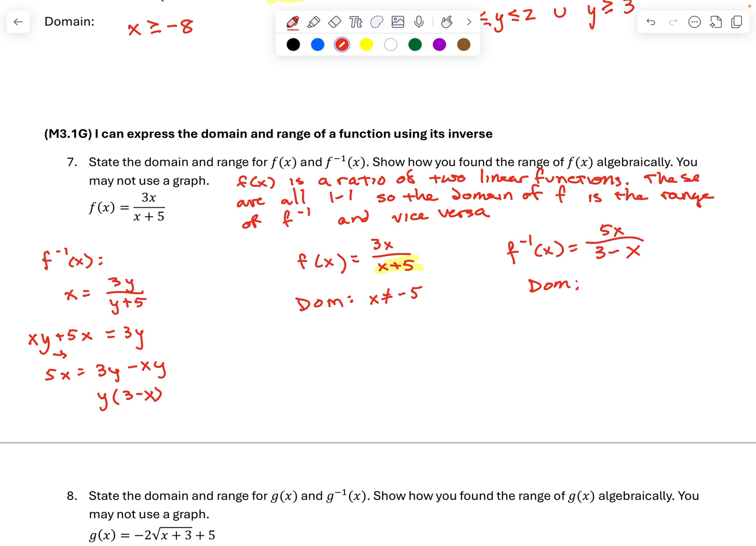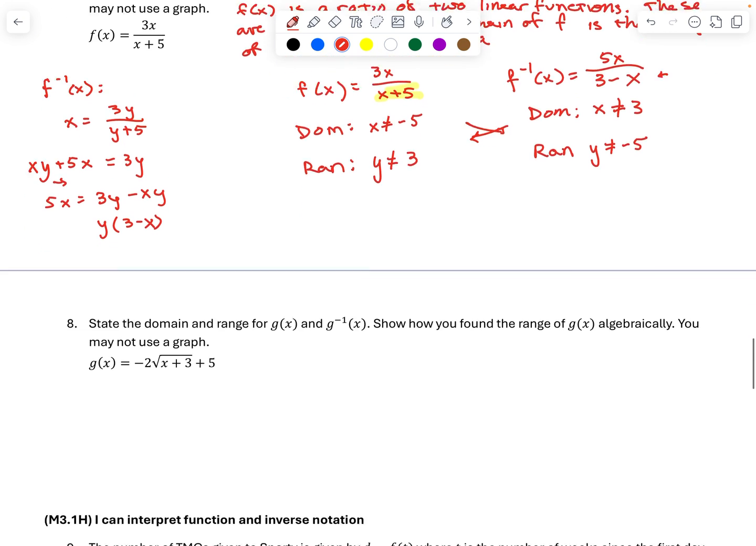In this one, what would cause division by 0? 3. So the domain is everything except 3. And again, because this is a one-to-one function, the domain of the original is the range of the inverse and vice versa. Except you just have to label them with y's. Okay.